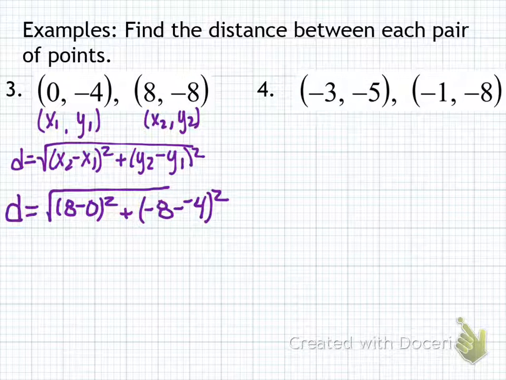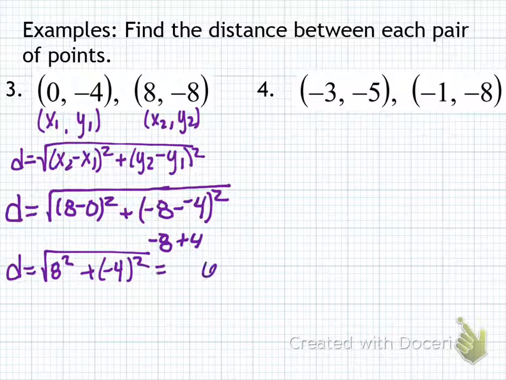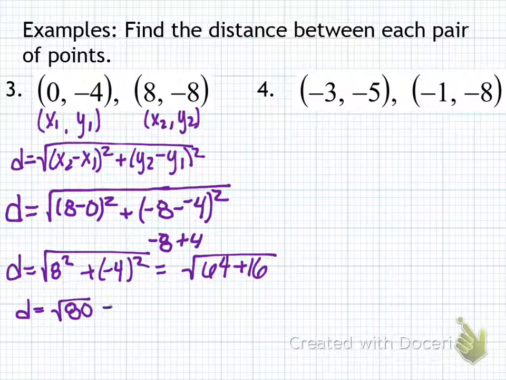y2 is -8, y1 is -4. Make sure that you are subtracting the numbers. So when I subtract 8 minus 0, I get 8. -8 minus a -4 turns this into -8 plus 4, which is -4, so that's squared. That gives me square root of 64 plus 16.